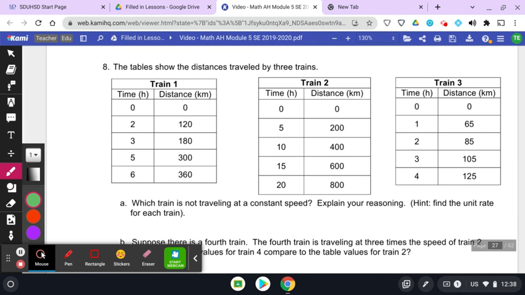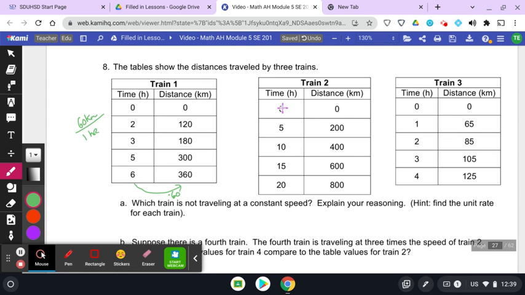Okay, so I'm looking to see if I can multiply. The zeros are not going to help me. 2 times 60 is 120. So I'm looking 3 times 60, 5 times 60, 6 times 60. I go, yep. I know that this one, to get from the time to the distance, I'm multiplying by 60. So this train is going 60 kilometers per hour. That's its speed, 60 kilometers in 1 hour.